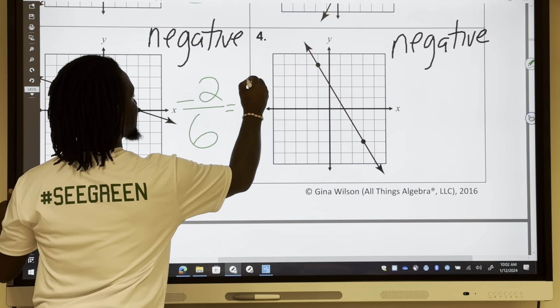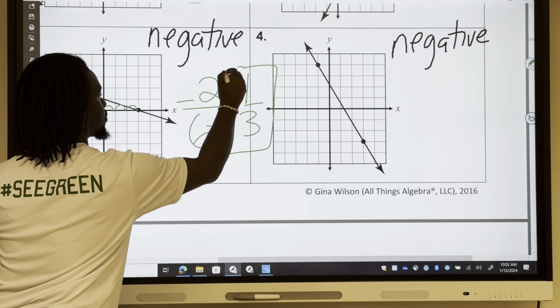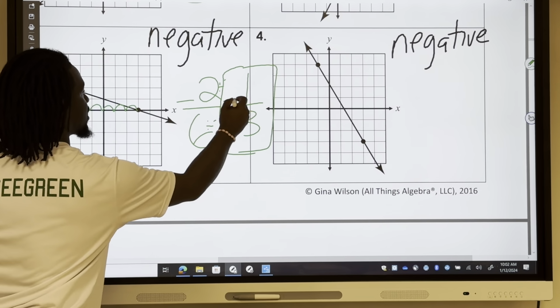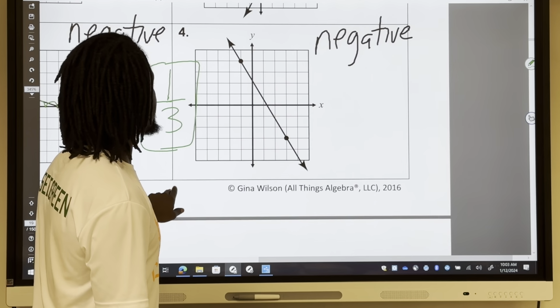Okay, and so again, I can check that. Okay, so negative 1 over 3. If I go here and I go down 1, then I go over 1, 2, 3, it's on my line. Down 1, over 1, 2, 3, it's on my line. Okay, so my slope is negative 1 over 3. All right, let's keep moving.